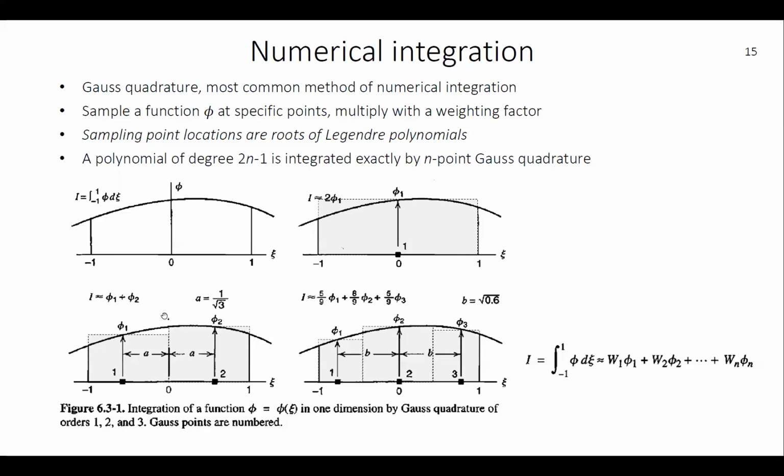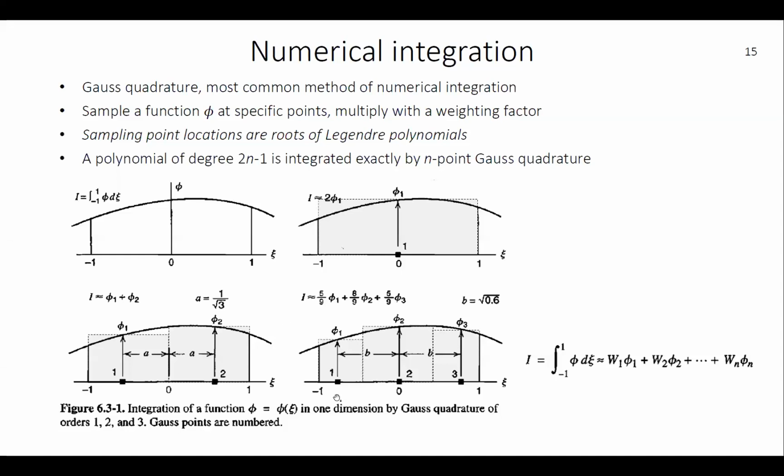Similarly, if we have a 2-point Gauss quadrature, we have two sample points located at distance a from the center, where a happens to be 1 over the square root of 3. And since this goes from 0 to -1, it's 1 times phi1 plus 1 times phi2 being the integral value.